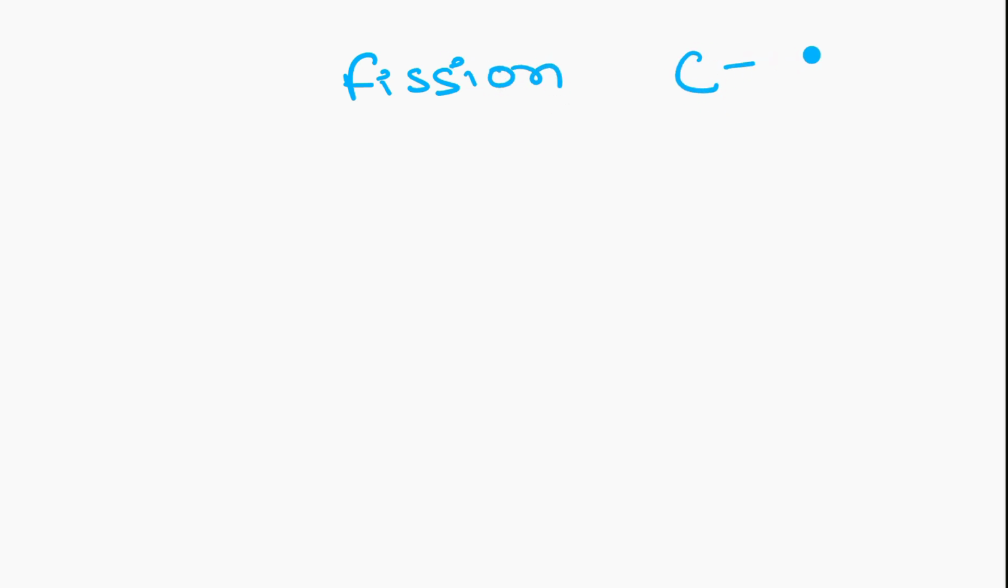So now the next topic is cleavage, or we call it fission. Fission is of two types. What is fission? Fission is basically how a C-C bond breaks. The breaking of a C-C bond is known as fission. The fission may be of two types.